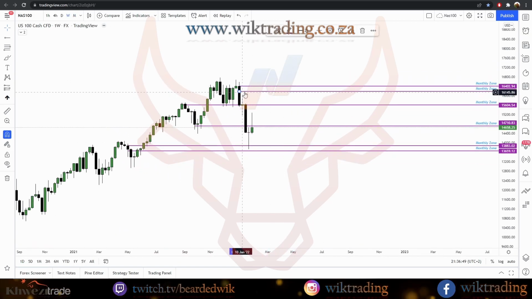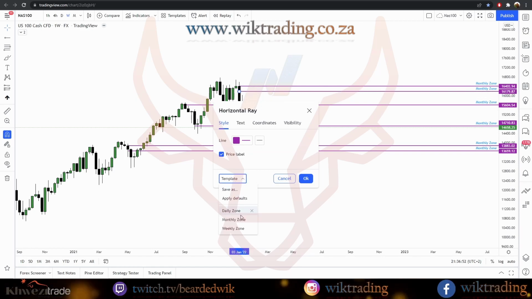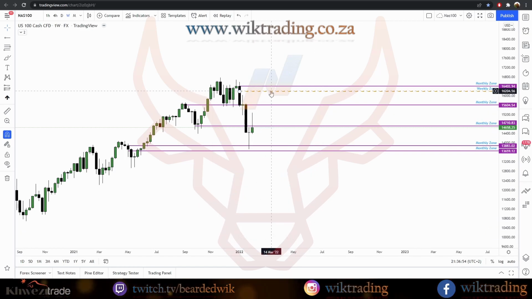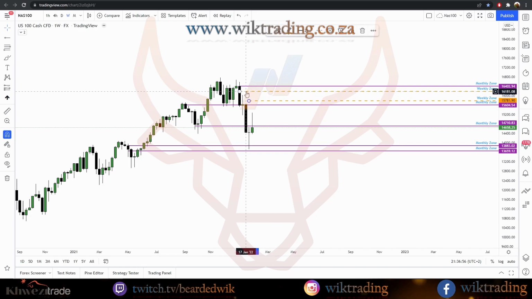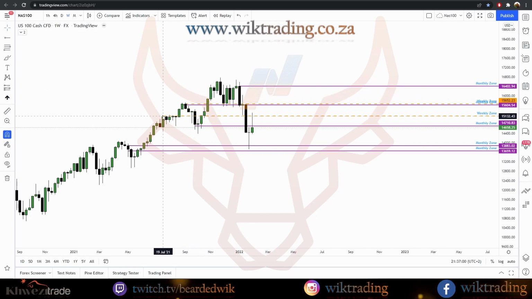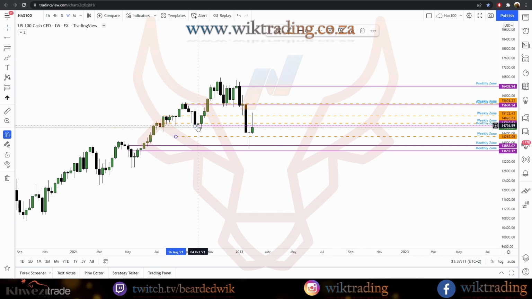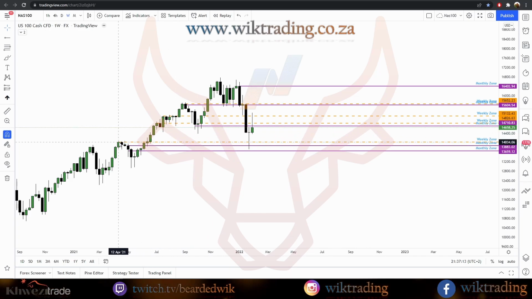Let's just copy this one, change the template to a weekly time frame. There we go. And we've got our first weekly zone there, so close to the monthly zone. We've got our second one there. I'm going to remove that one. Oh no, let's keep it. And we've got another one here as well. And then that one is so close, it's on the monthly. I'm just going to keep that one and leave it like that.